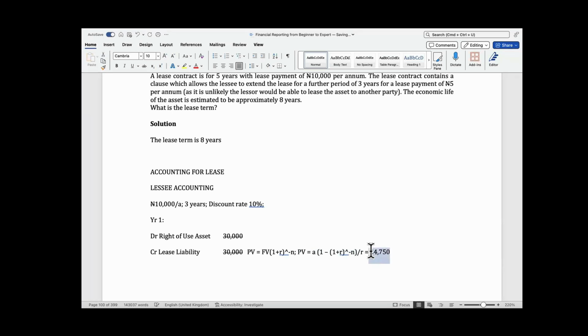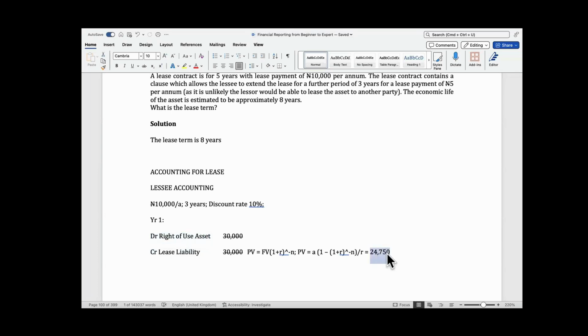So what you put in your books is the present value of those payments. You use that to credit your lease liability and to debit your right of use assets. And that is what you do at commencement.